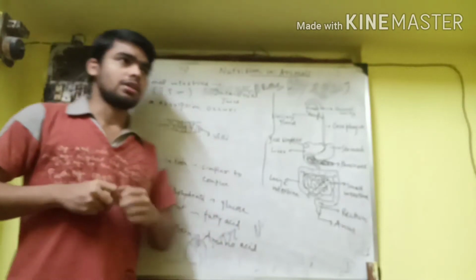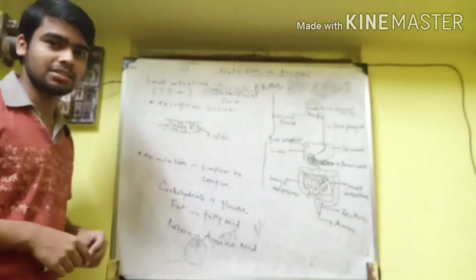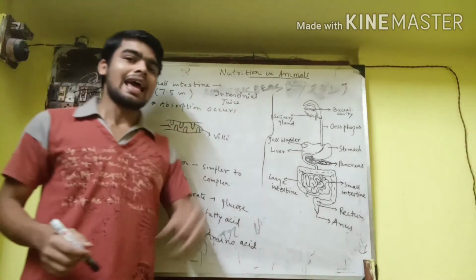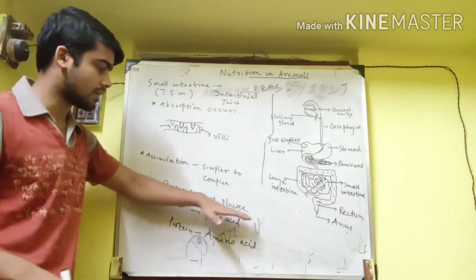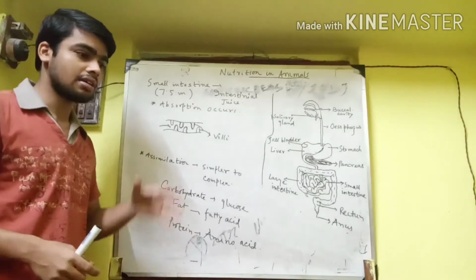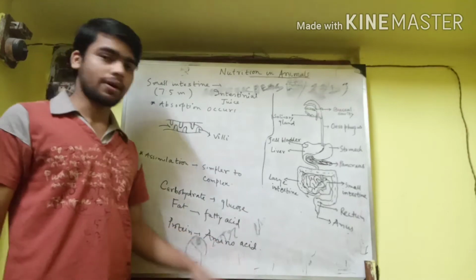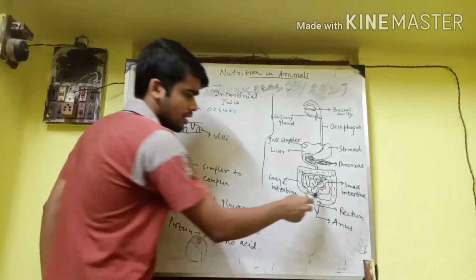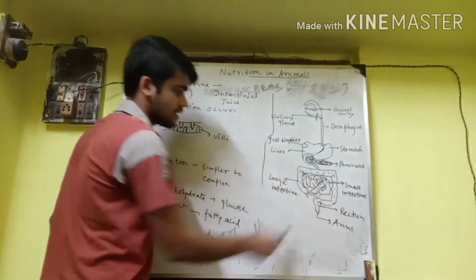Why? Because when the surface area becomes larger, it will absorb all the food components that are essential for our body, that is glucose, fatty acid and amino acid, which are absorbed by the villi. With greater surface area, it can absorb the total amount of these components. Then after the small intestine, the food passes through this tube into the large intestine.